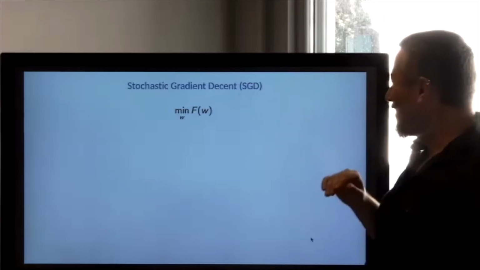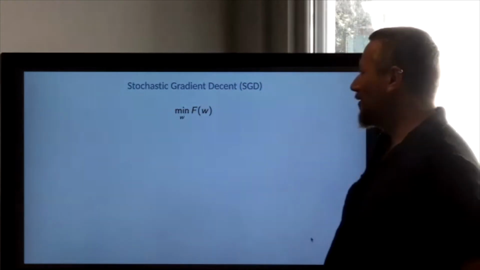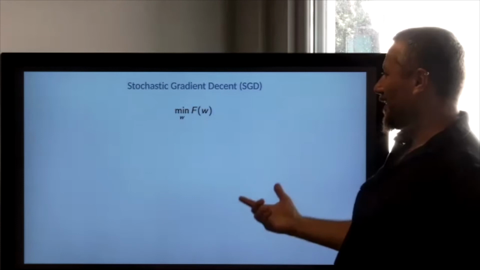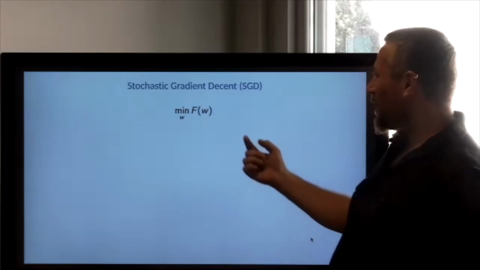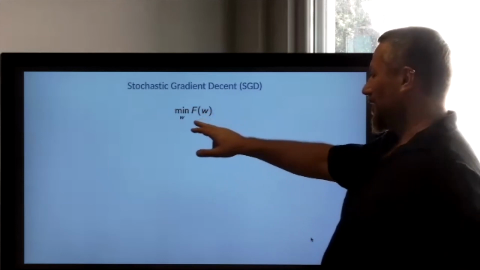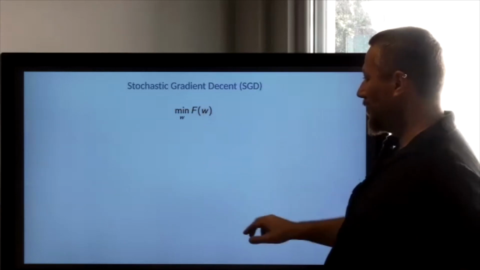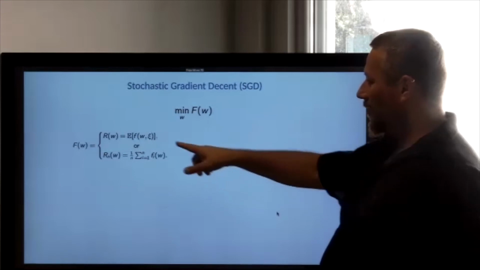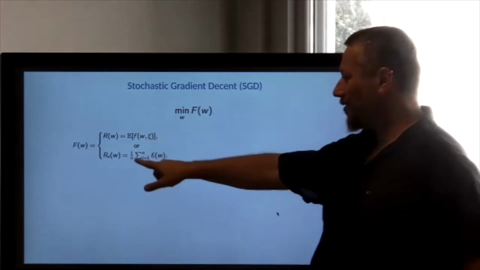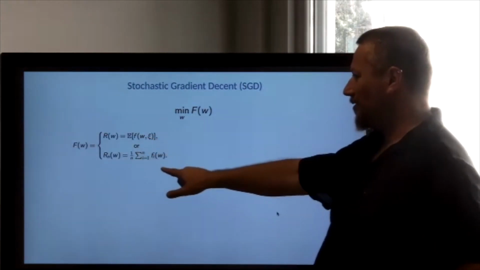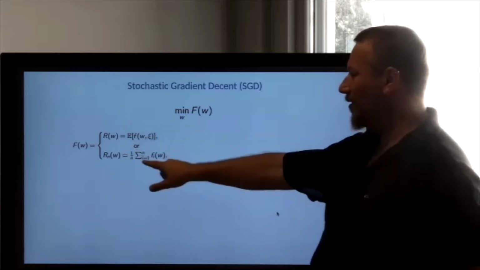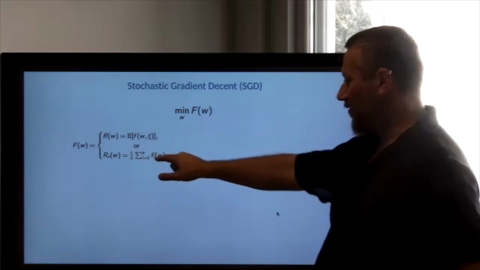So the winner is the stochastic gradient descent. We are going to analyze that for a while, and then we will see its variants. The problem is minimizing a function like this, where the function is either the expected risk function or the empirical risk function. In this class, mostly it will be the empirical risk function, this finite sum.